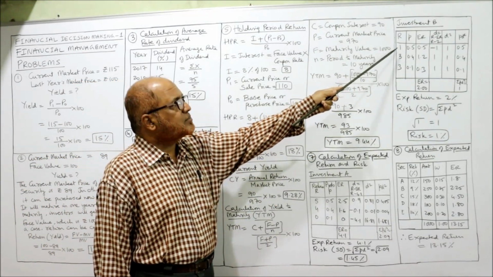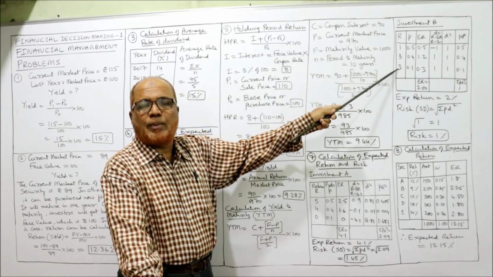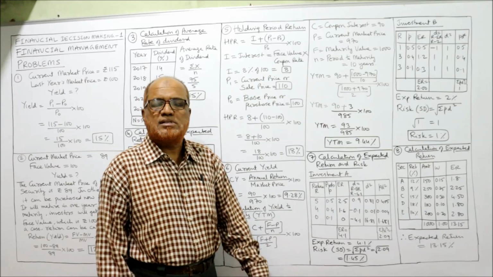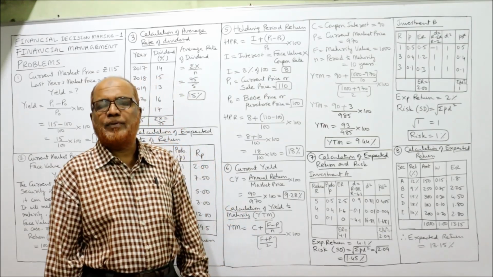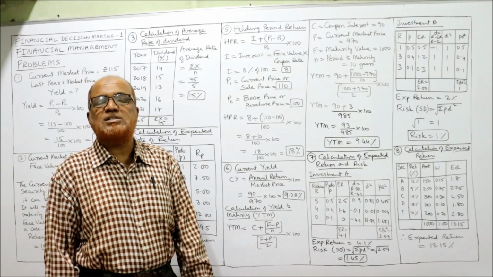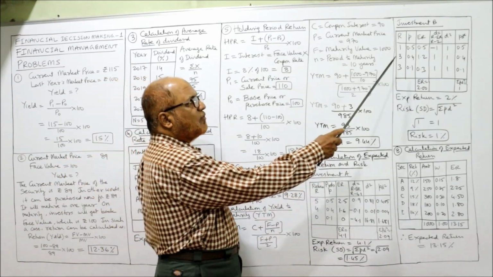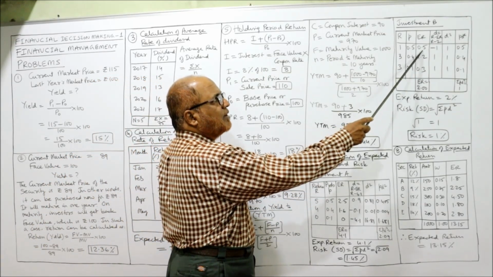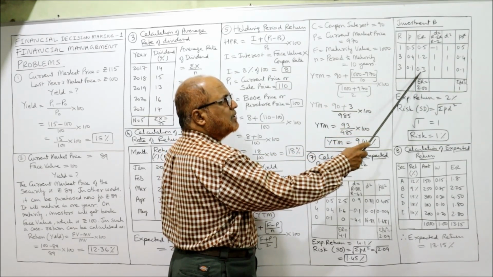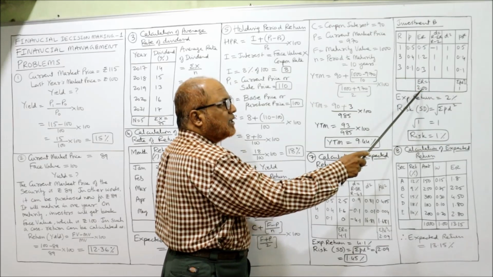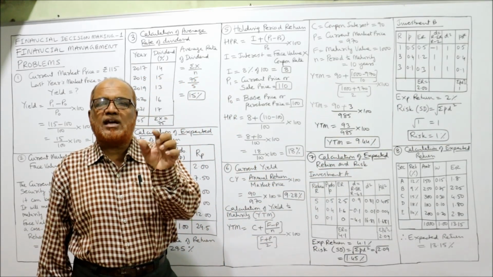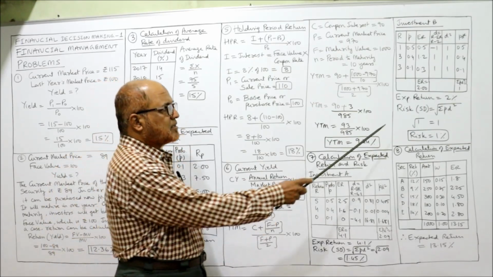The returns for investment B are 1, 3, 3 given in the problem. Probabilities are given 0.5, 0.4, 0.1. Same probability as given in the problem. Multiply R into P. We'll get ER, expected return. So 1 into 0.5 is 0.5. 3 into 0.4, 1.2. 3 into 0.1, 0.3. Take the total, you are getting 2. So expected return of security B is 2%.